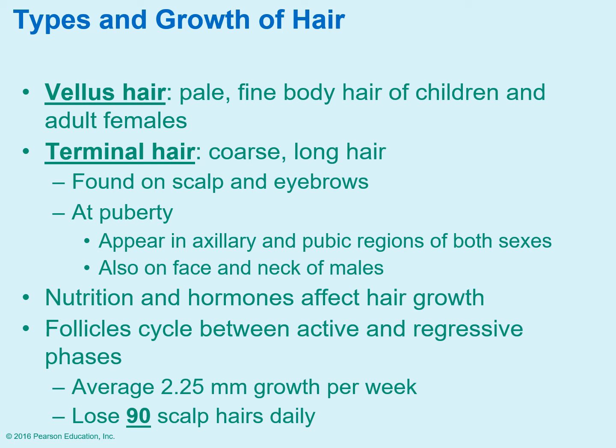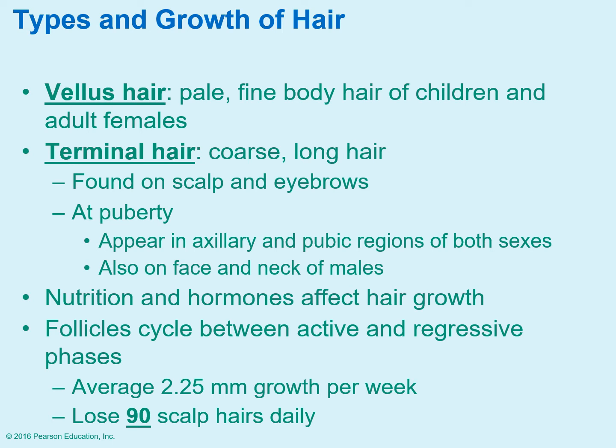There's different types of hair. Vellus hair is really fine body hair that tends to be seen on children and adult females. Terminal hair is the coarser, longer hair that's found on the scalp. It's found in the eyebrows at puberty. It's going to appear in the axillary regions, the pubic regions. In males, at puberty, it's going to start to appear on the face and the neck.